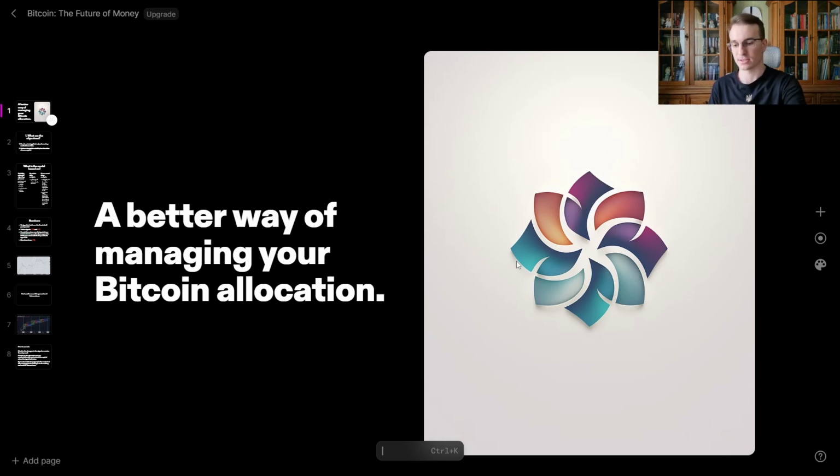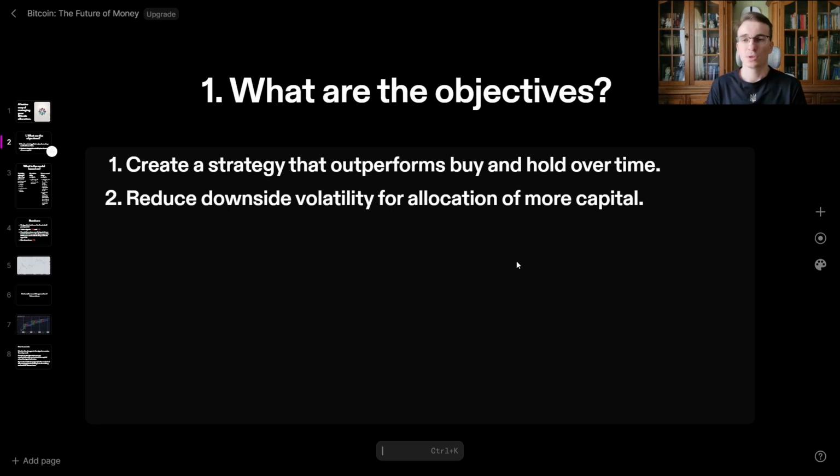So let's look at this. There were two objectives when we first set out to create something like this. We have to outperform buy and hold over time and reduce downside volatility so we can allocate more capital. And in practice, the way of achieving this was to adopt some sort of trend following strategy. Because of Bitcoin's incredibly pronounced cyclical moves and its tendency to trend, the best way is to adopt some sort of trend following strategy. And that's what we did.